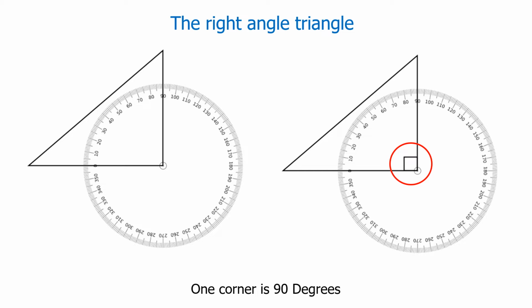Pictured is a right angle triangle. As you can see, the protractor measures it at 90 degrees. A 90-degree corner will usually have a small square identifying the 90-degree corner.